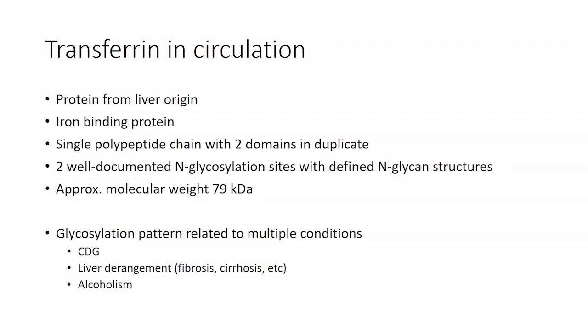Of course, the glycosylation pattern is related to many pathological conditions, for example, the congenital disorder of glycosylation, the CDG. The glycosylation pattern is also found to be affected in different kinds of liver derangement, for example, in fibrosis or cirrhosis. And of course, there is carbohydrate deficient transferrin in the event of chronic alcoholism.